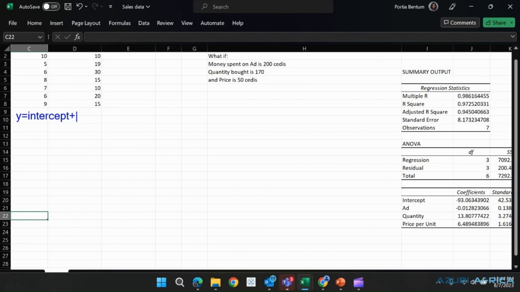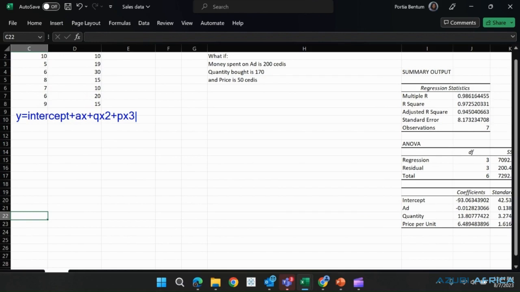Okay, so let's say A, we are using A to represent ad X1. We are going to multiply that by the second independent variable. So let's say we use B to represent quantity, X2. And then the third one is price. So let's say P X3. So we have AX1 plus BX2 plus PX3 plus the intercept.